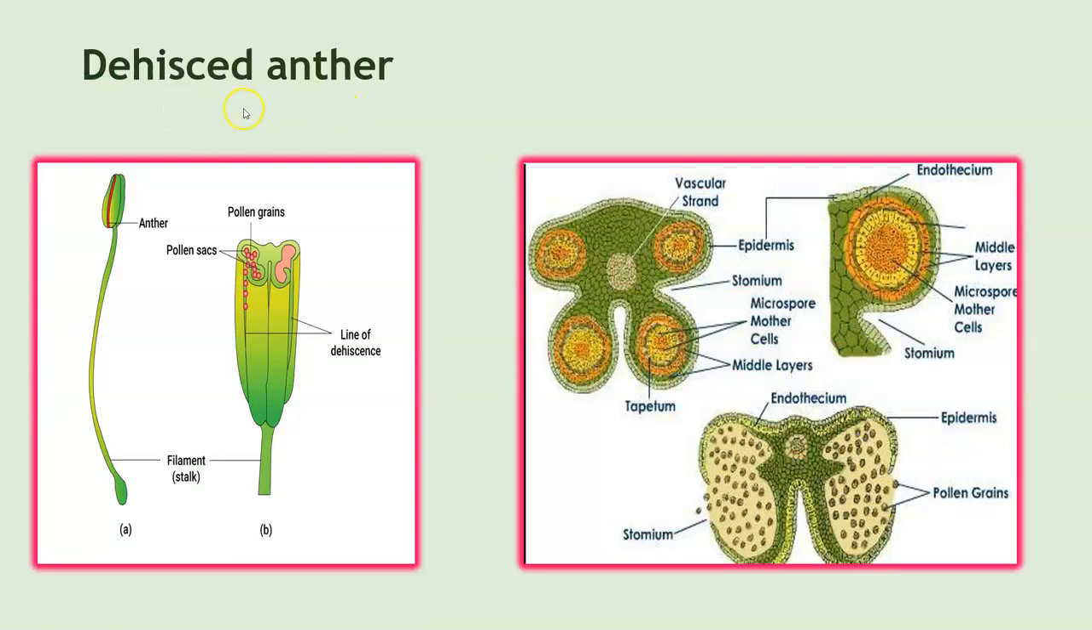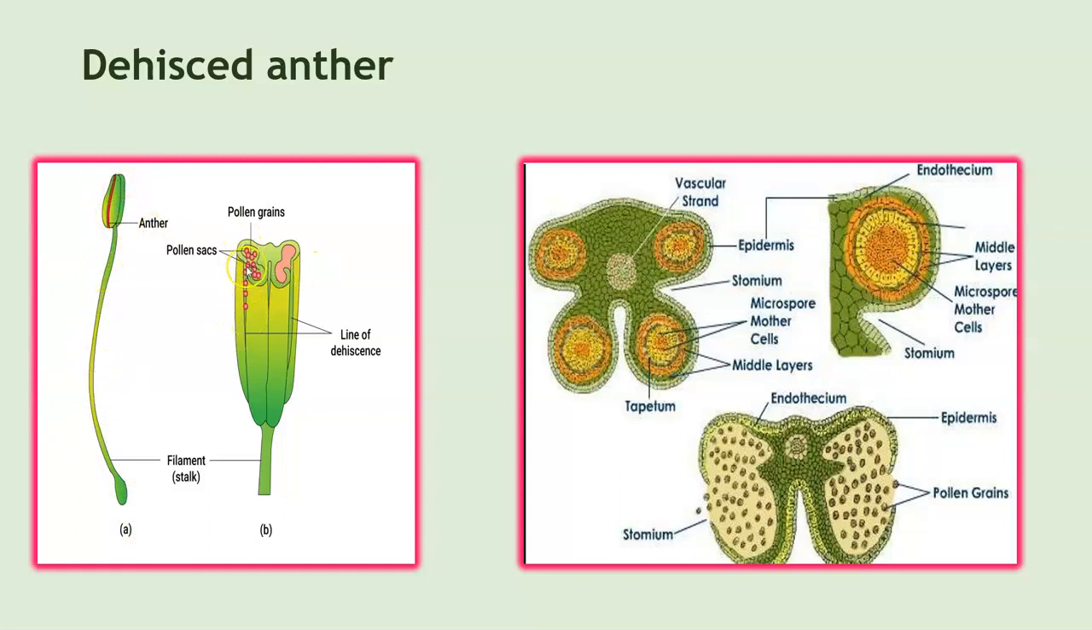Students, in your textbook, there is also an image of a dehisced anther. This is the image that is present in your textbook. So once your pollen grains are ready or mature, the anther wall breaks open and releases the pollen grains out. This is the image of your anther where it is attached to the filament. So this is your anther wall.